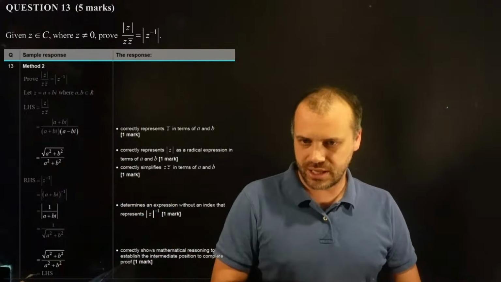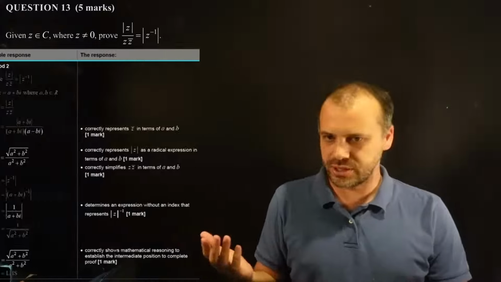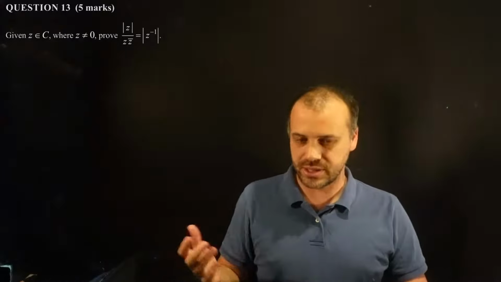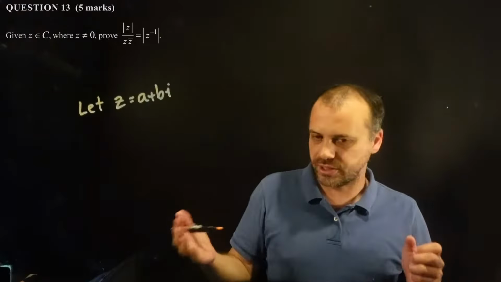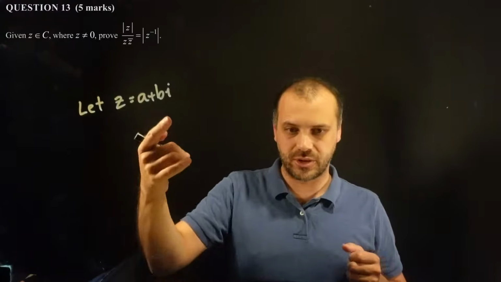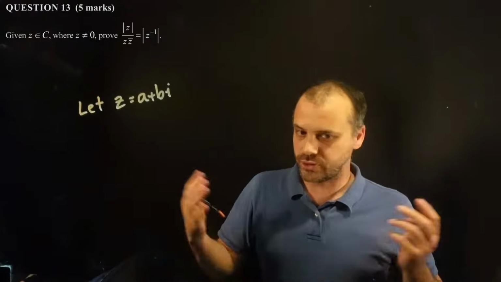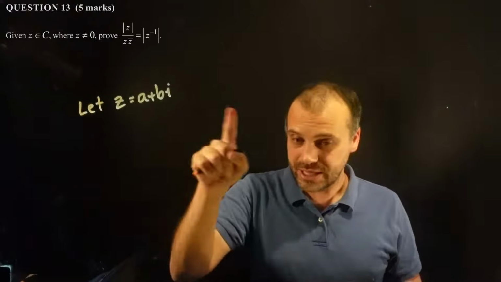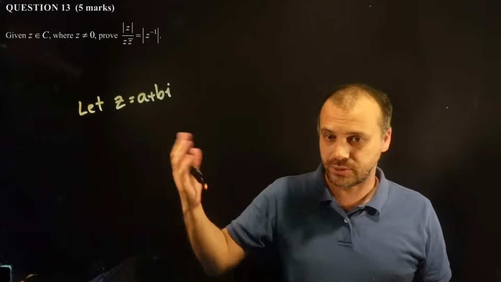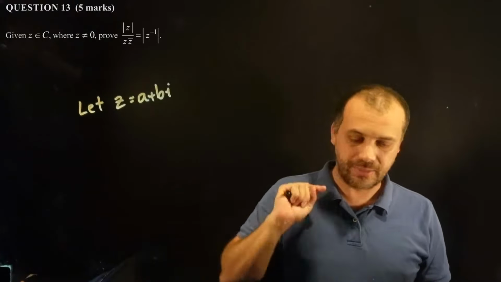I'm not going to use either one of those methods, and the reason I'm not going to use either one of those methods is because they use complex numbers in component form. Basically, you let z equal a plus bi, and you move forward, and you're done. Again, rewind the video, you can look at method 1, you can look at method 2, but that's what they're doing. They're letting z equal a plus bi. I am not going to do that.